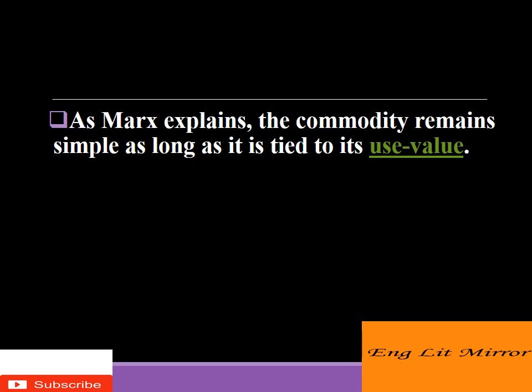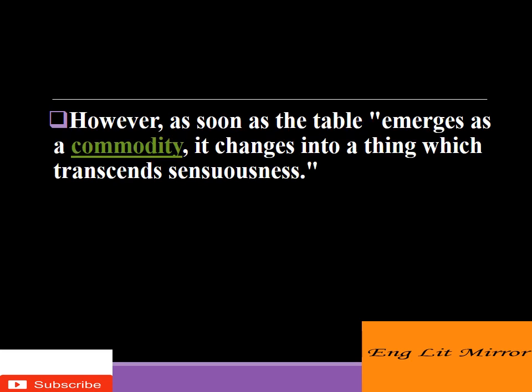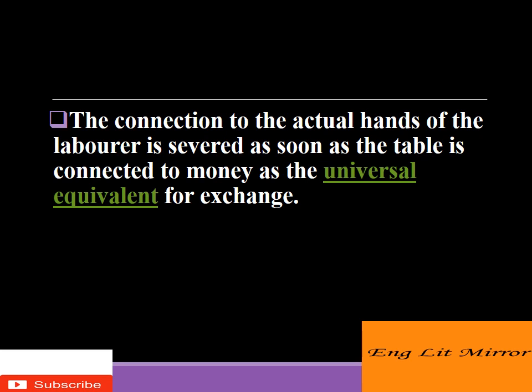As Marx explains, the commodity remains simple as long as it is tied to its use value. When a piece of wood is turned into a table through human labor, its use value is clear, and as product, the table remains tied to its material use. However, as soon as the table emerges as a commodity, it changes into a thing which transcends sensuousness. The connection to the actual hands of the laborer is severed as soon as the table is connected to money as the universal equivalent for exchange.